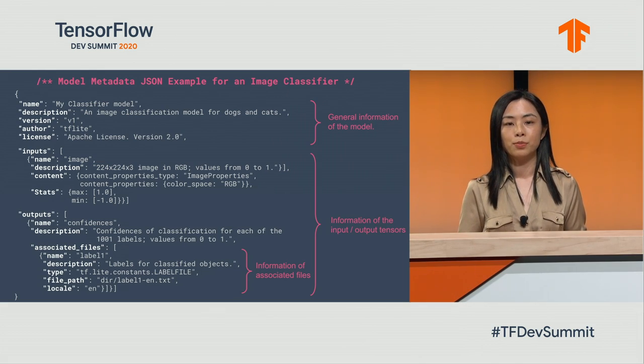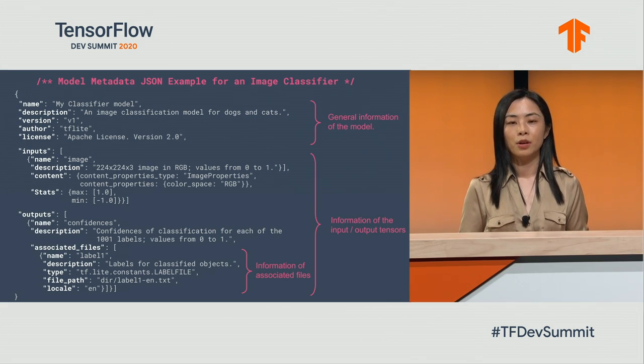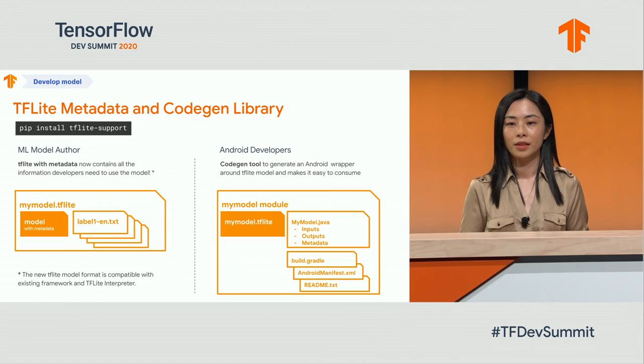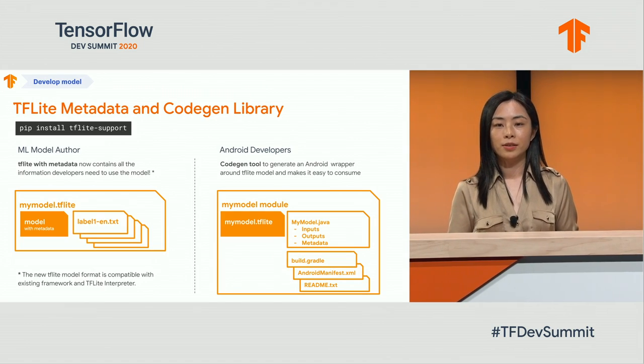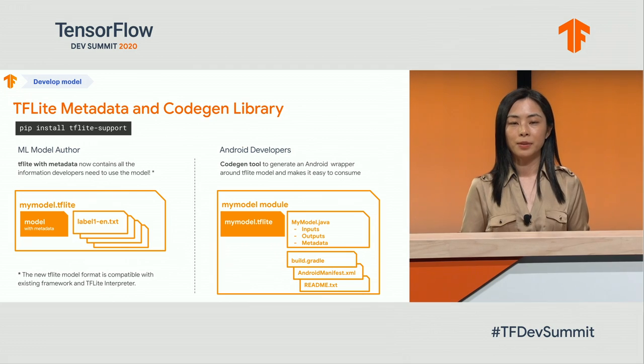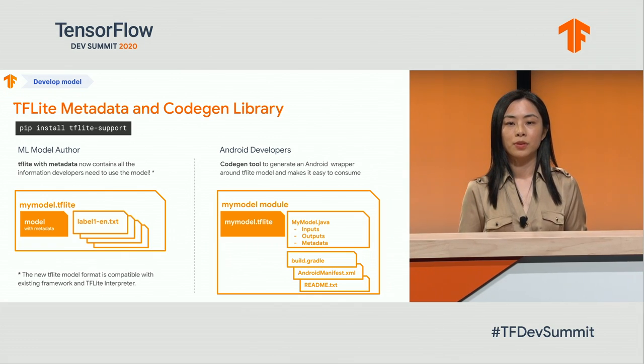All of this rich description of the model helps users understand it more easily. It also makes it possible to develop tools that can parse the metadata and then use the model automatically. For example, we developed the TF Lite CodeGen tool for Android that generates a model interface with high-level APIs to interact with the model. We'll talk about that in a minute. We provide 2 sets of tools to develop with TF Lite metadata, one for model authors and one for mobile developers. Both of them are available through the TF Lite support pip package.